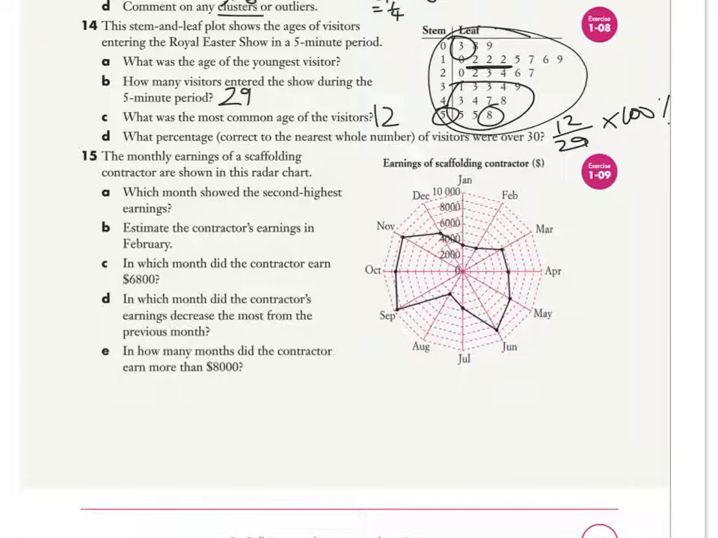15. Okay. Radar chart's pretty easy. Okay, which month show the second highest earnings? Okay, September looks like it's the highest. November's a bit higher than October, so November. Estimate the earnings in Feb. Okay, Feb, which is around about there. It's between 3,000 and 4,000, probably a little bit lower than half. So I'm going to go that.